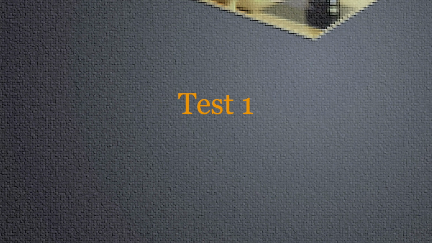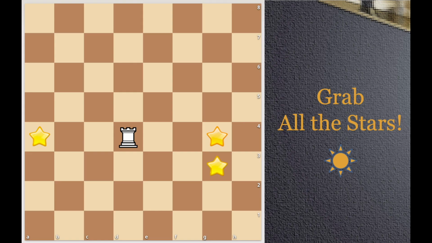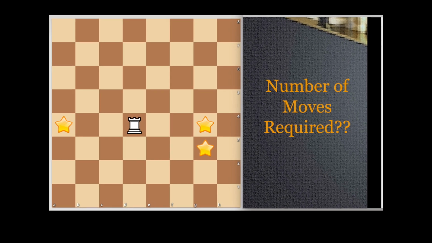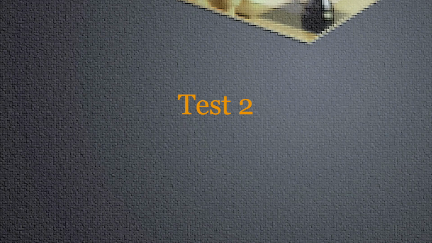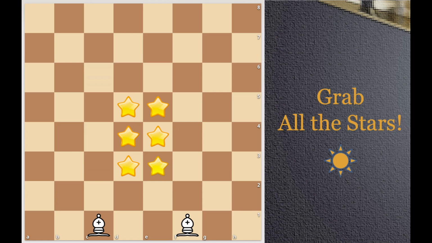I have a short assignment for you. You can assume the stars are your opponent's pieces which you need to capture. What is the minimum number of moves required for the rook to grab all the stars? What is the minimum number of moves required for the two bishops to grab all the stars?